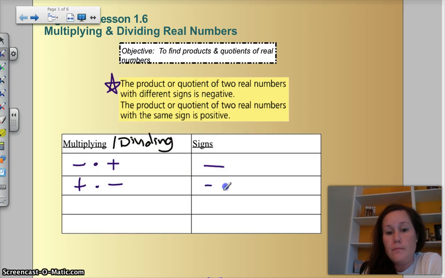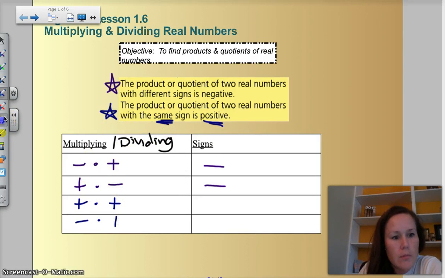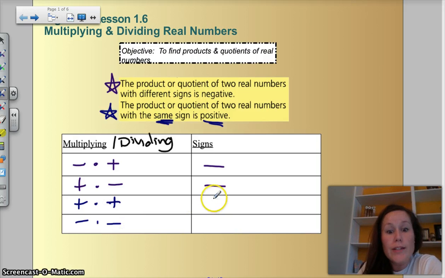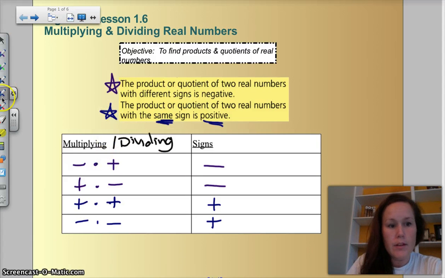If we are going to have a product or quotient of two real numbers with the same sign, it's going to be positive. So if we have positive times positive, or again, if we're dividing, or if we have a negative times a negative, then we're going to have positive products or quotients. So fill in your chart, make sure you add the word dividing or division on there, and let's keep going with life.